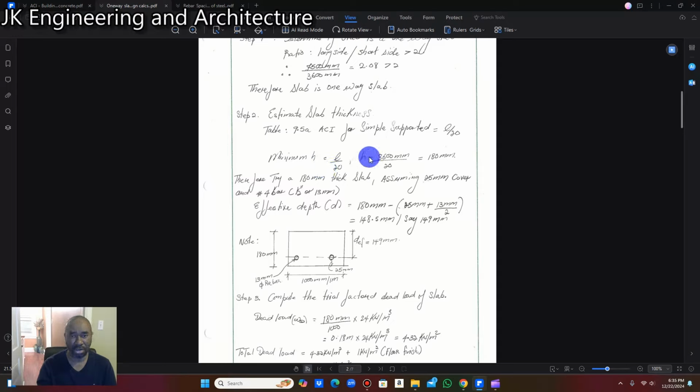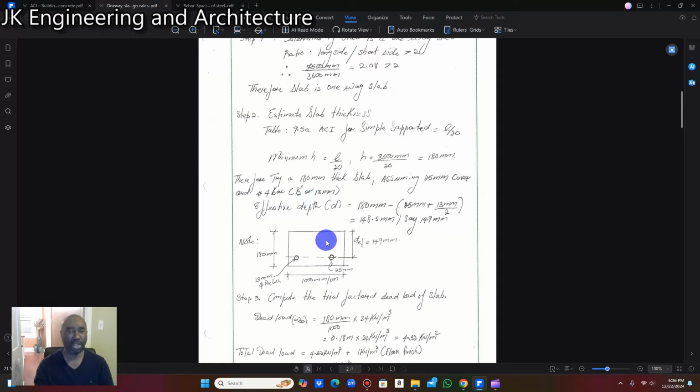And L over 20 is going to be equal to H, which is 3,600 millimeter, the short direction, divided by 20. So we get a thickness of 180 millimeter. So the thickness of this slab, based on the code, the length divided by 20 is going to be 180 millimeters. All right. So therefore, we're going to try a 180 millimeter thick slab, assuming a 25 millimeter cover and number 4 bars, which is a half inch or 12 millimeter diameter bars.